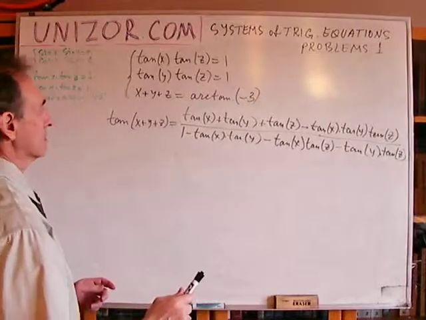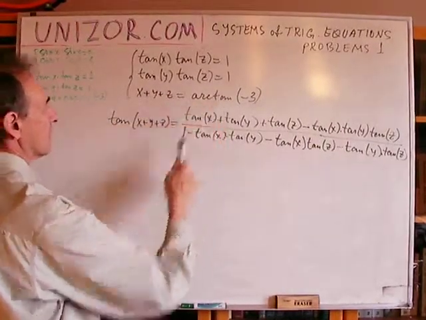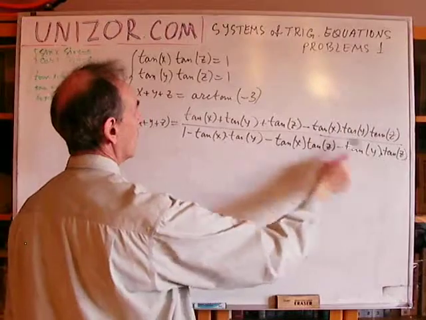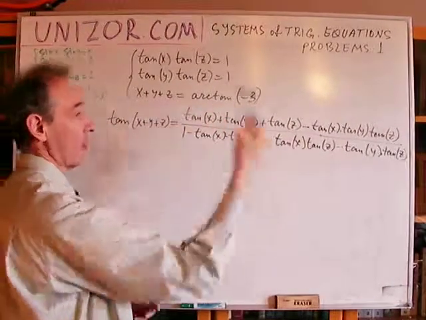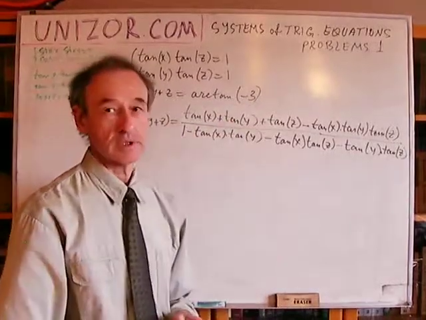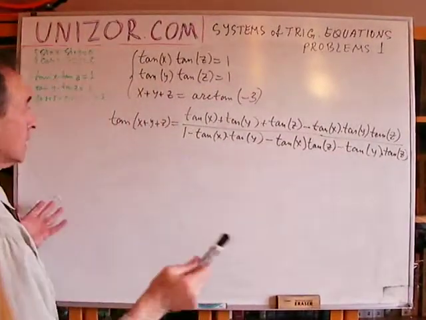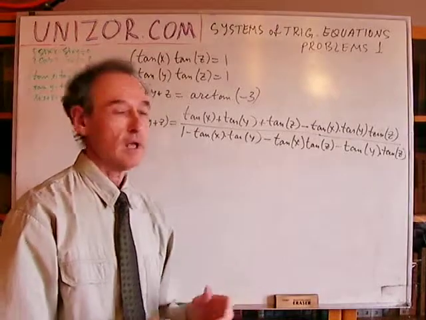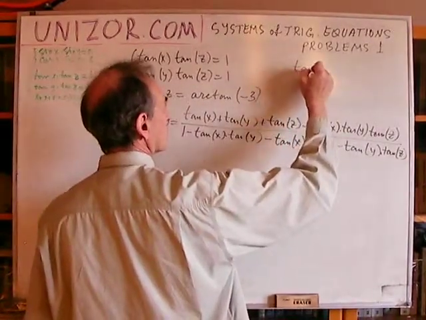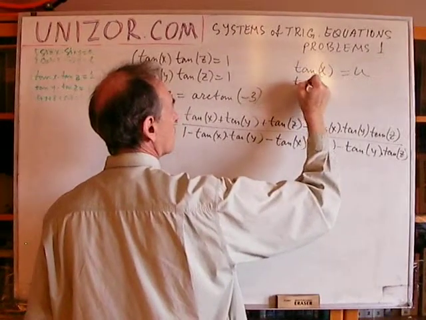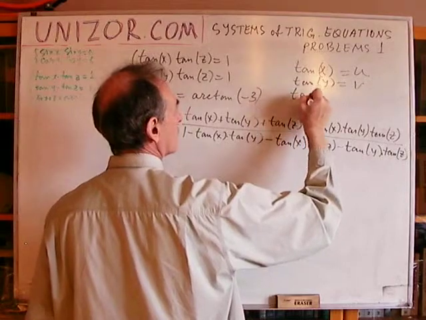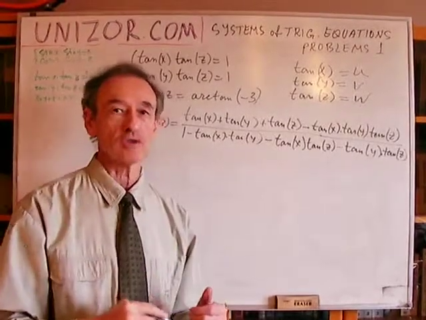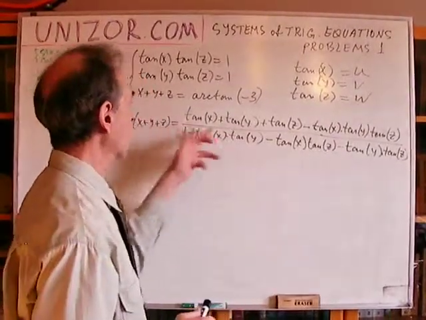Now, using this, let me just take the tangent of the last equation, and I will have tangent of x plus y plus z, and I can express it in this way. I will have minus 3 on the right, because tangent of arctan is, obviously, whatever the argument is from definition of the arctan. And then I will have the three equations where only tangents of x, y, and z are present, right? So I can actually replace tangent x with a variable u, tangent y with a variable v, tangent z with a variable w, and I will have an algebraic system of equations relative to u, v, and w, because only tangents are present.